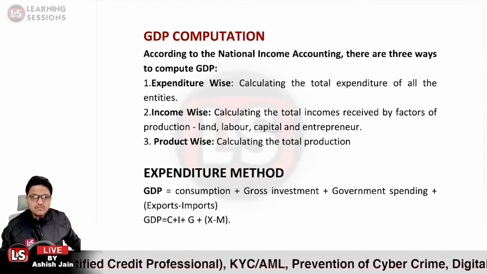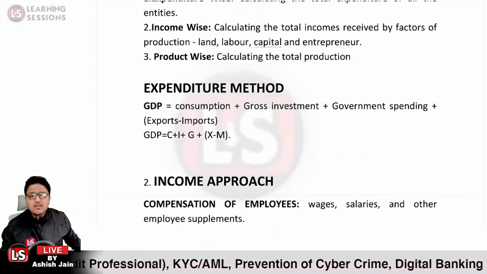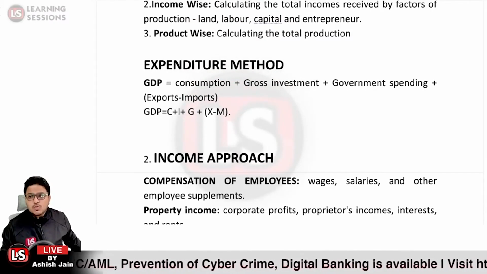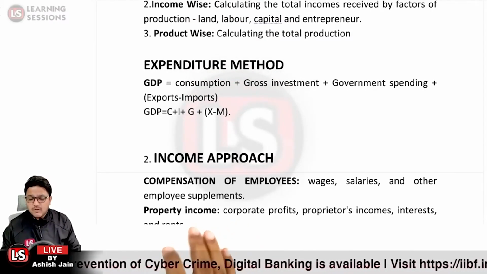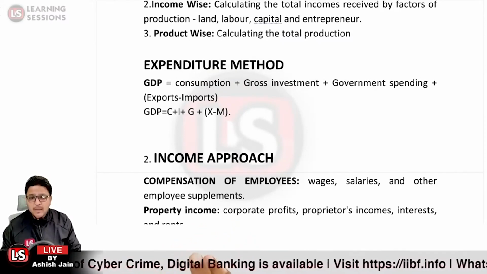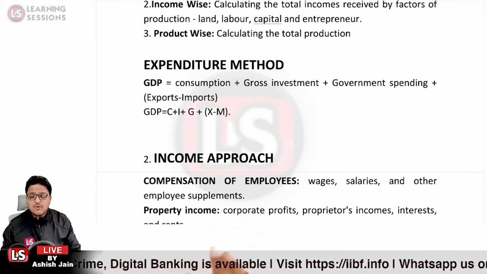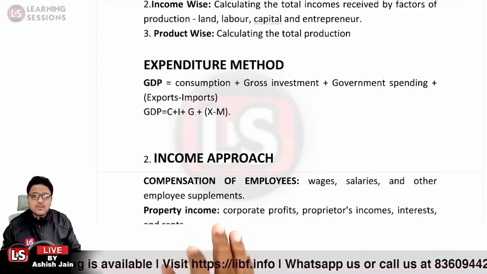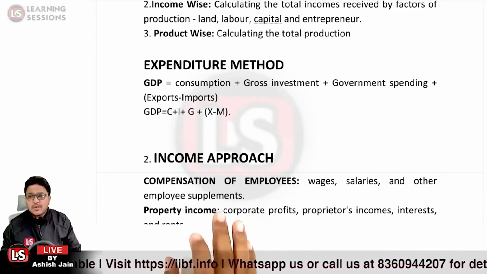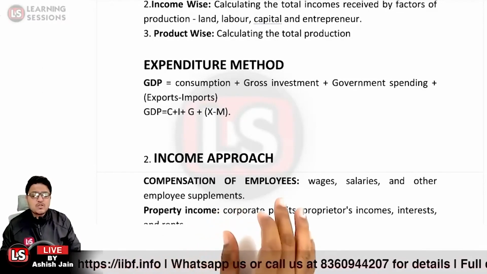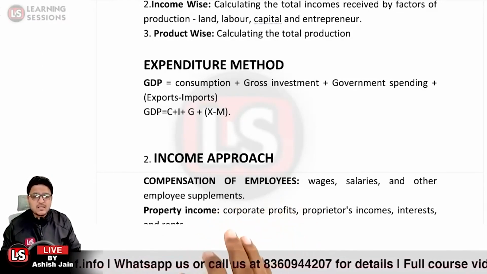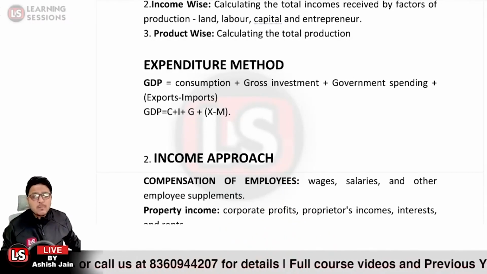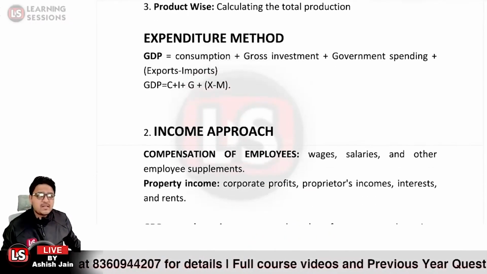Then further, it is related to the income approach. Income approach is related to what? Whatsoever the amount has been earned in the form of wages, in the form of property income, or whatsoever the income over there, that is related to the income approach. So compensation of employees, wages, salaries, and other employee supplements. Property income may include corporate profits, proprietors' incomes, interest and rents, etc.